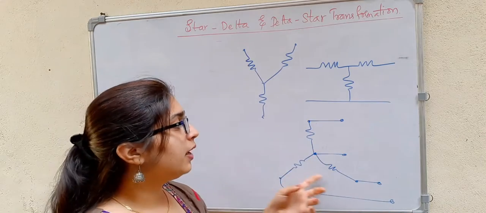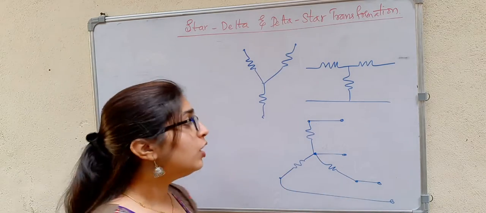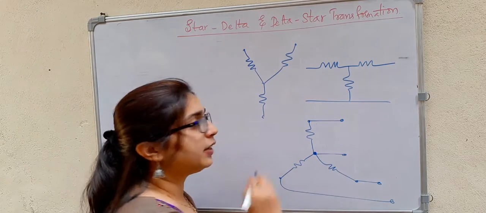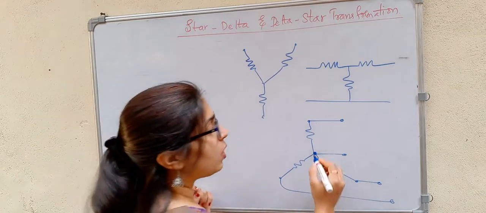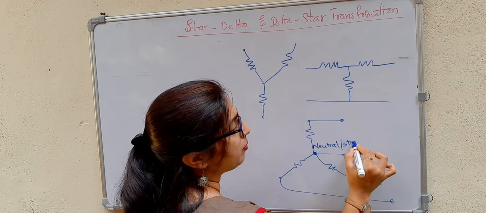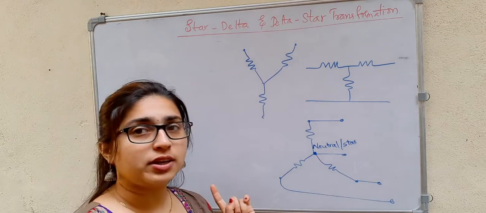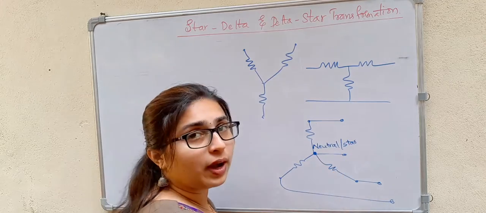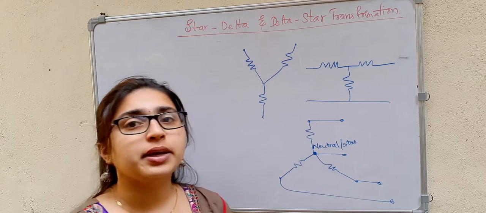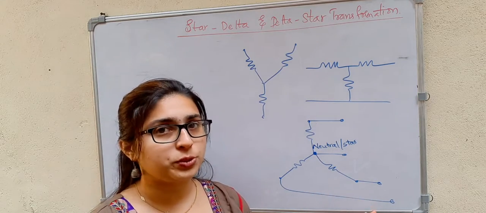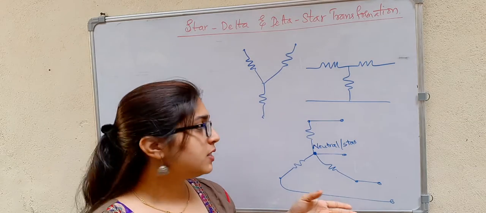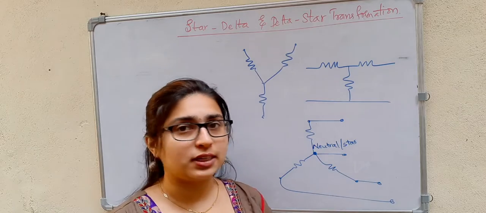That means the impedances are connected in such a way that one of the terminals of each will be connected to a common point. That is called the neutral point, or it is also called the star point. So it has four wires. Three are phase wires and one is your neutral wire. In some cases, this neutral wire will be optional. Line voltage and phase voltage will be different in case of star. So it will be used for longer distances.